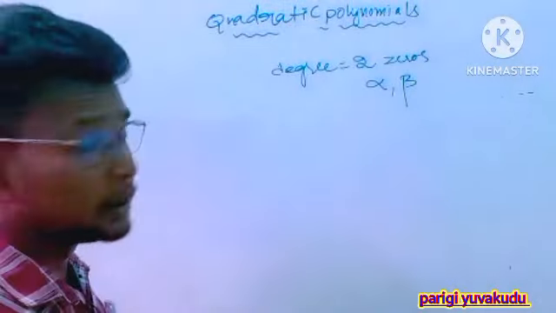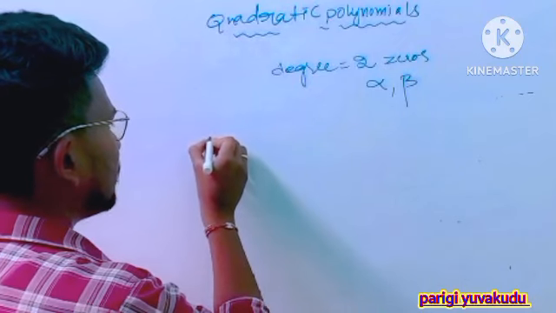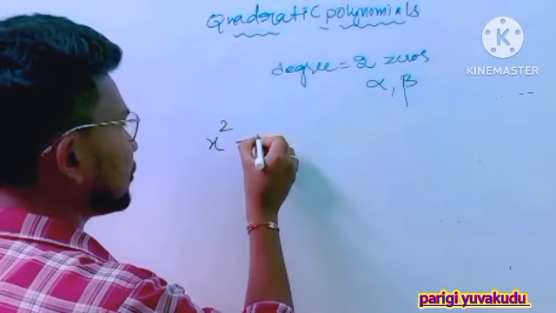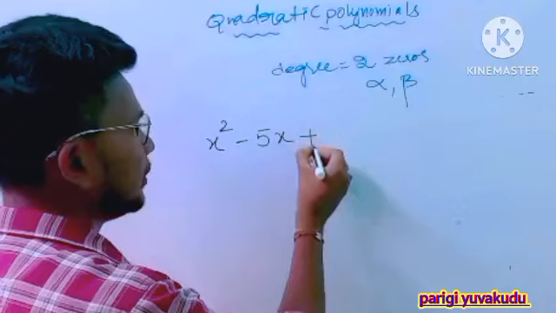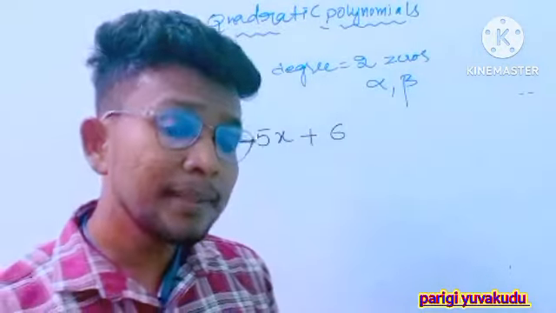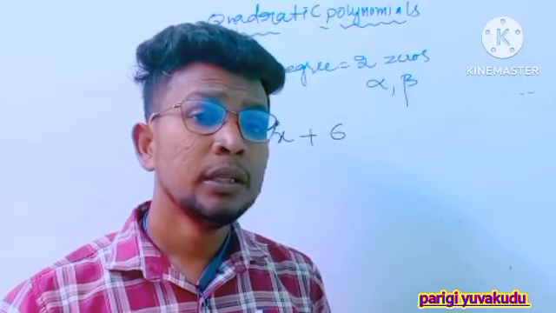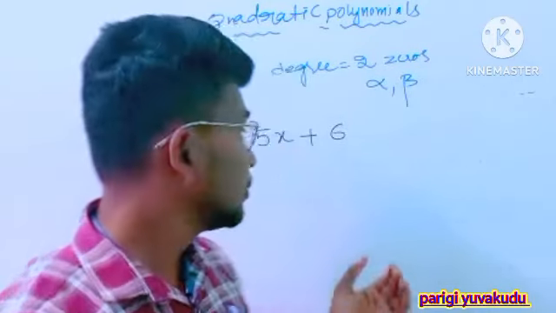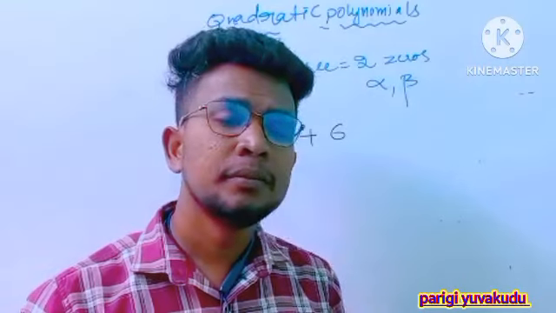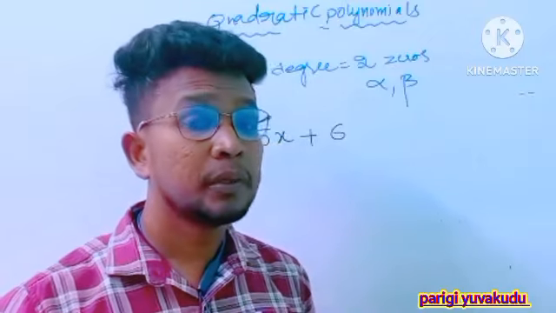Now the question is asking like this. Now one problem I am writing: x square minus 5x plus 6. This is one polynomial. Now for this polynomial, how to find out the zeros of the quadratic polynomial? By factorization method, or by using formula method, or by graphical method.